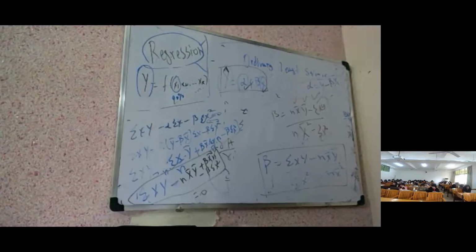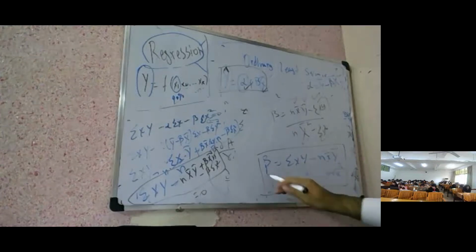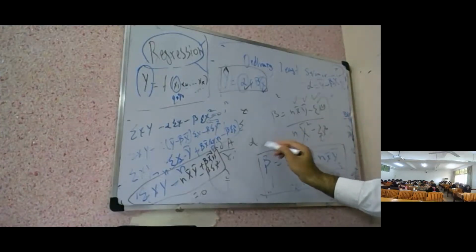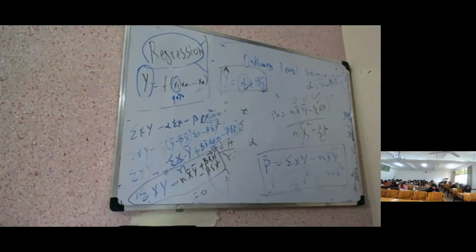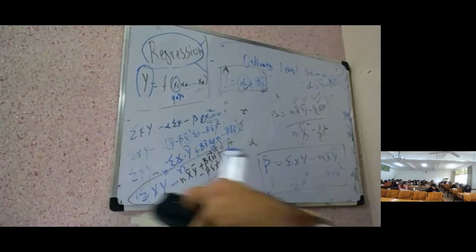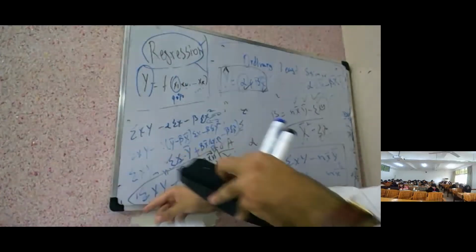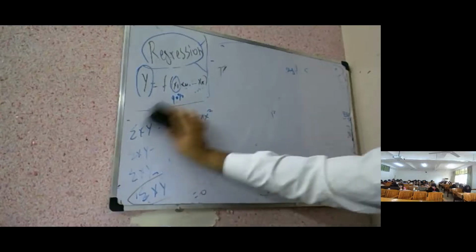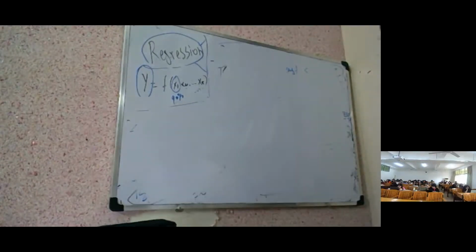Yeah. And once you get this beta value, put this beta value in here, and you can get alpha as well. So that's how we do it. We get the intercept and slope. Now we know the intercept and slope, put it in an equation, and we can get the value.